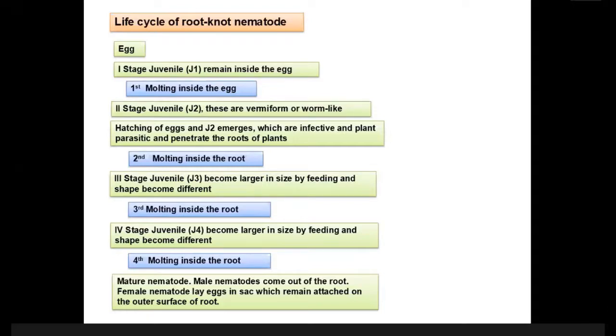Those fourth stage juveniles convert to mature nematodes, and male nematodes come out of the root, mind it. So this second stage juvenile goes inside the root, or inside the plant, and they attack the plant. So this molting is occurring inside the plant. Second molting, third molting, fourth molting. Okay, look at this. These are occurring inside the plant.